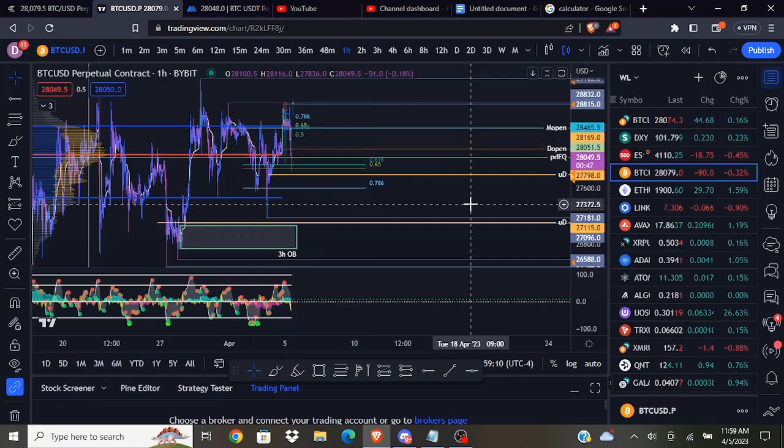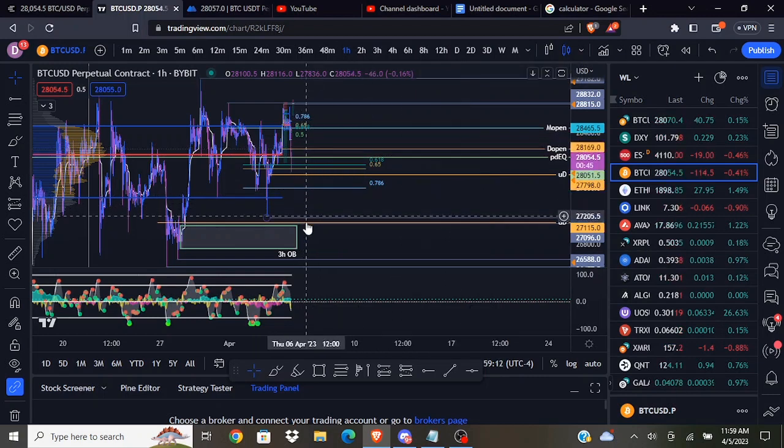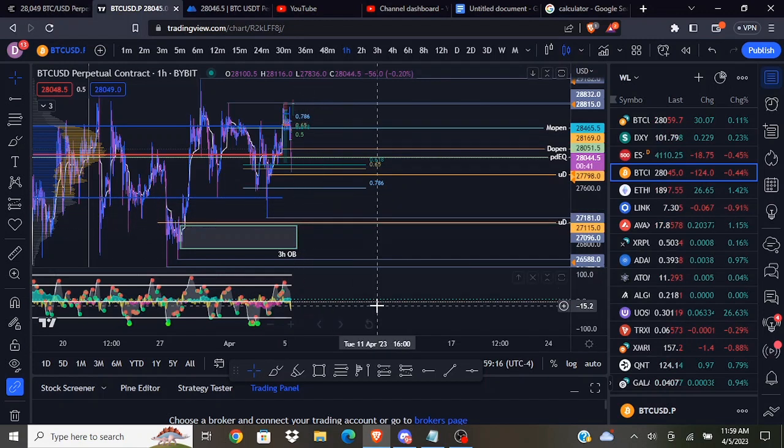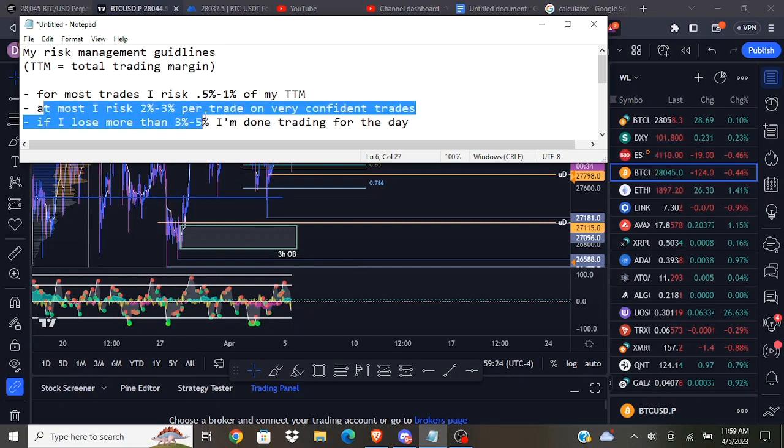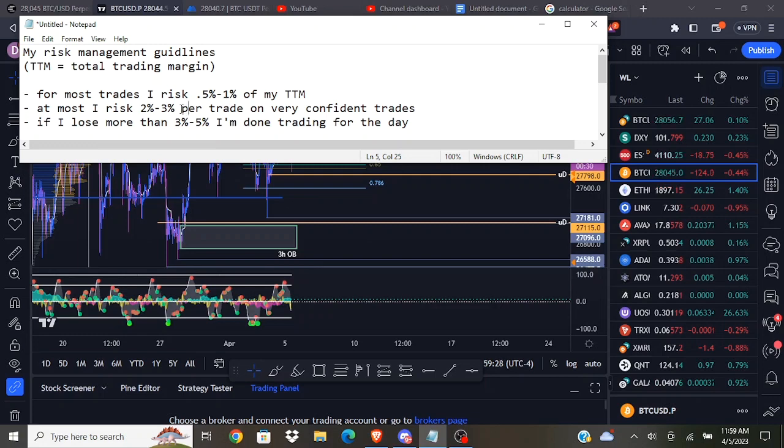essentially, I make sure that no matter what my stop loss is percentage-wise, I'm still risking approximately the same amount per trade. At most, I will risk 2% to 3% of my trading balance for a very confident trade. Now, this hasn't happened in a while. I haven't had a trade that I was willing to put 3% on in a while.